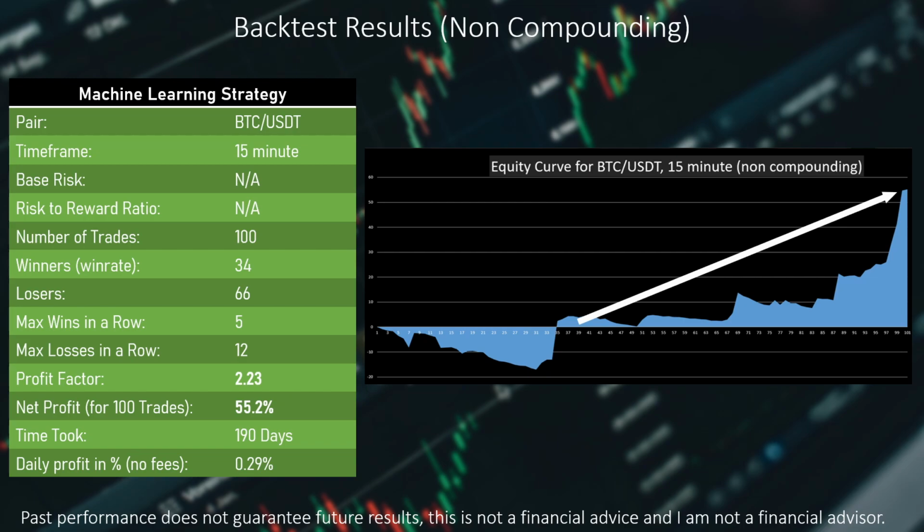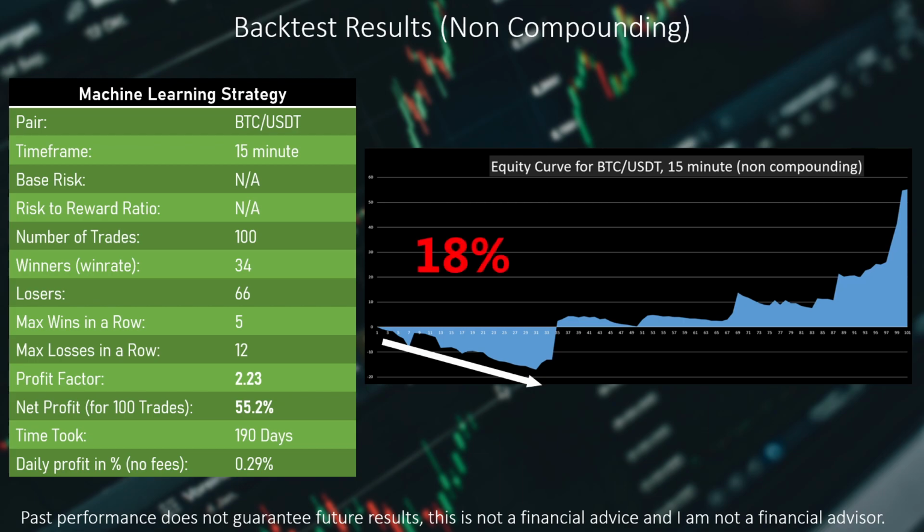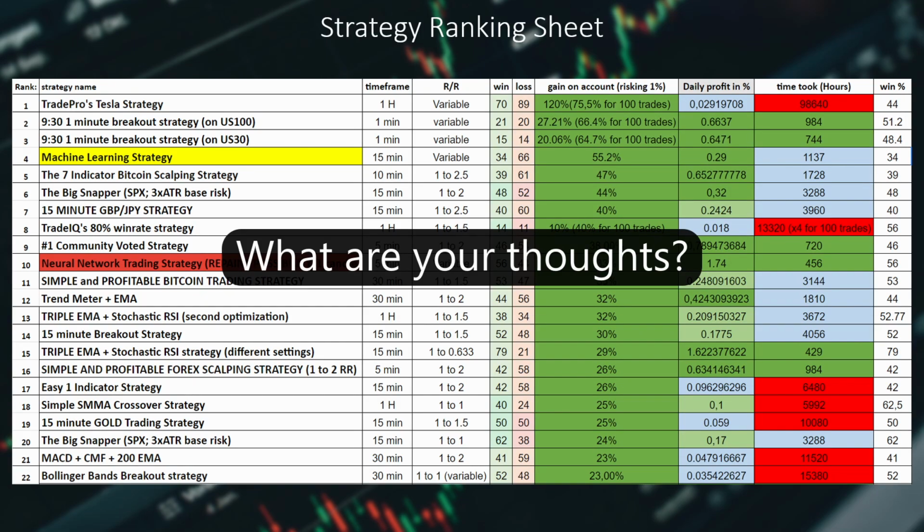However, I have to say that I'm not completely satisfied with this equity curve, as 5-10 losses in a row usually come with big drawdowns. In this case, the max drawdown was around 18%, which is just out of my preferred max drawdown range. But what are your thoughts? Would you trade a strategy like this? Let me know in the comment section.